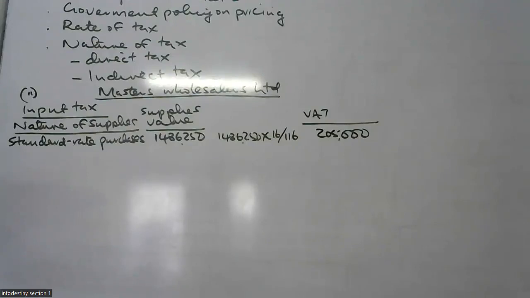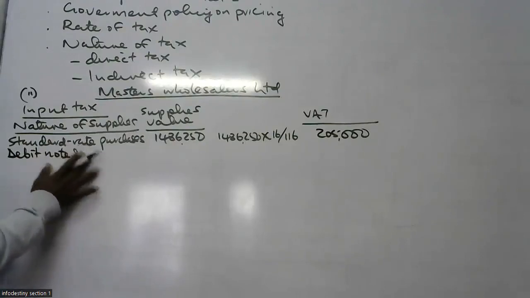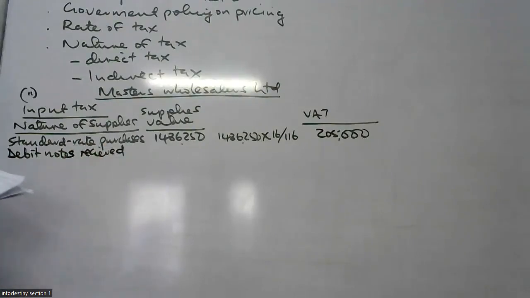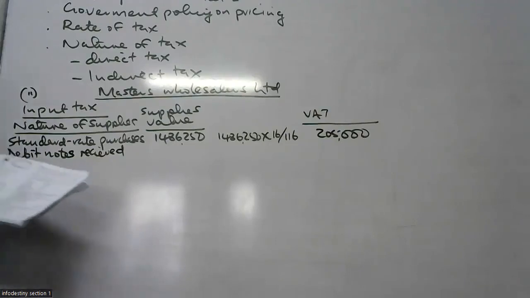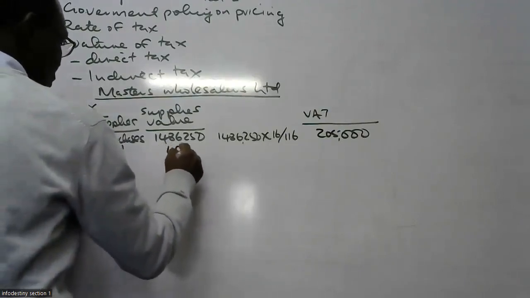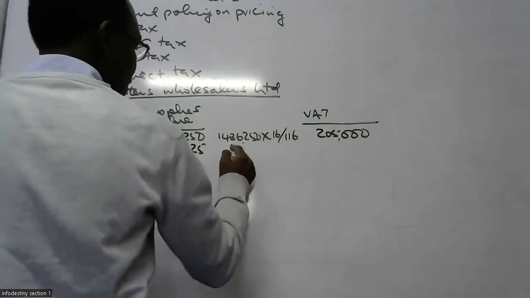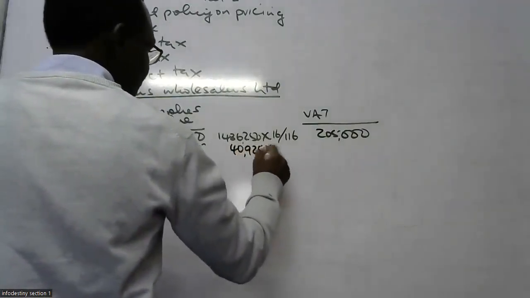For example, look at note two. Debit notes exclusive of VAT were received from suppliers during the month as follows. Suppliers registered, suppliers not registered. So suppliers not registered will not affect our computation. Debit notes will increase the price. So debit notes received from suppliers, we'll only pick suppliers registered for VAT, 40. So our value will increase by 49.5, and the VAT will be 49.5 multiplied by 16.